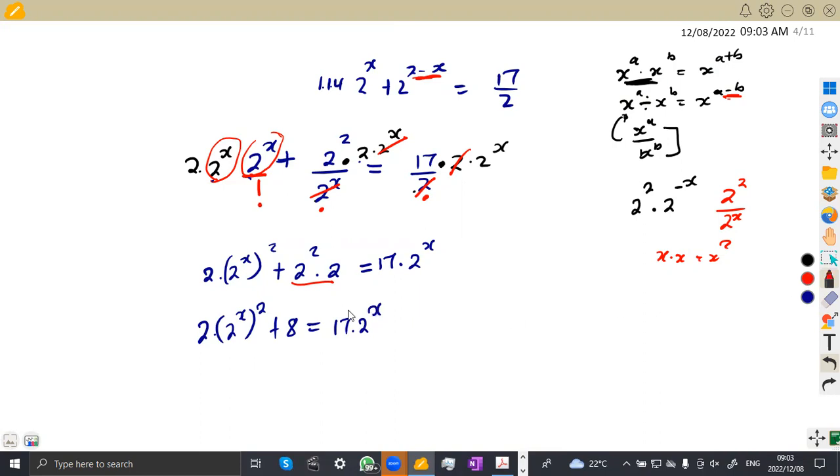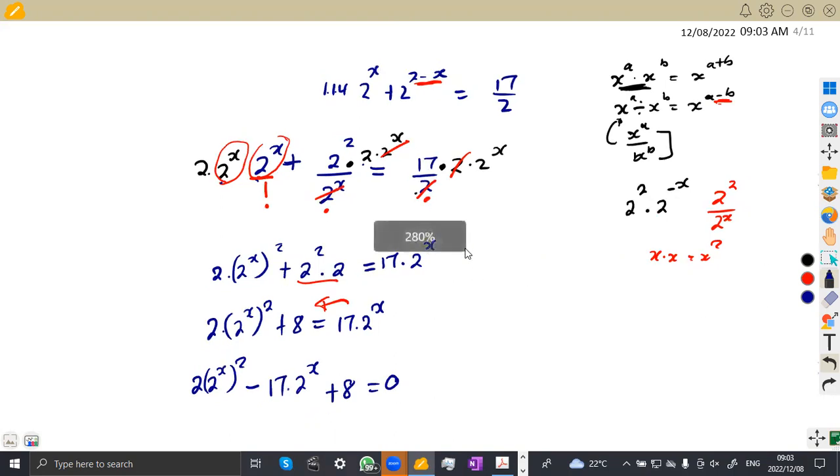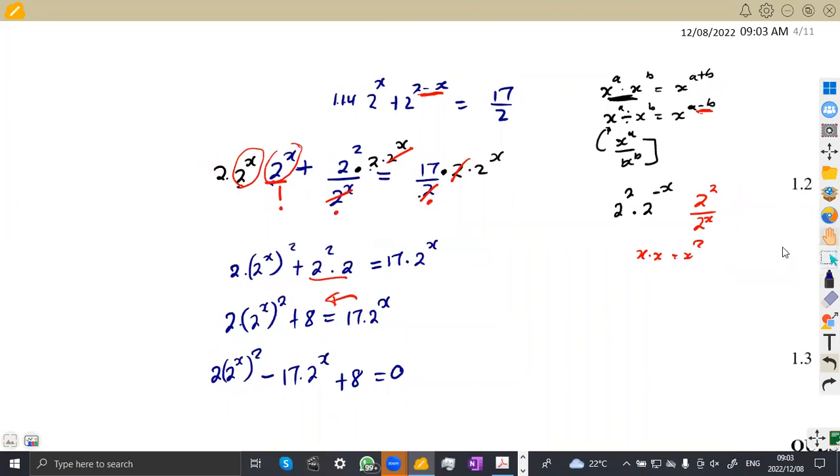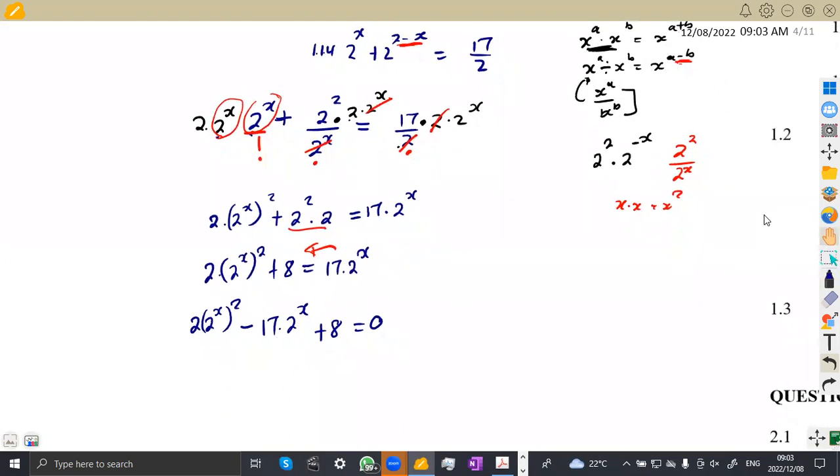Then transpose this to the left-hand side so that it can be a negative. So you're going to have 2 into 2 to the exponent of x squared minus 17 by 2 to the exponent of x plus 8, which was already there, which is equal to 0. So this is what we have. So it depends with your mathematical skills, how good they are. But if you are like me or the rest of us, it is easier for you to introduce a certain letter than to work with these exponents as they are.